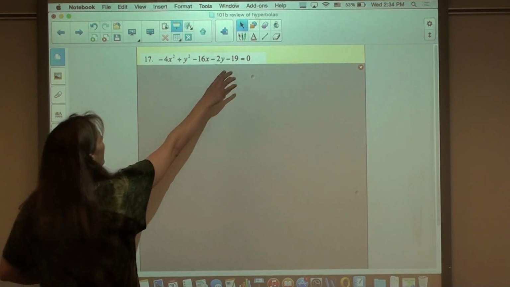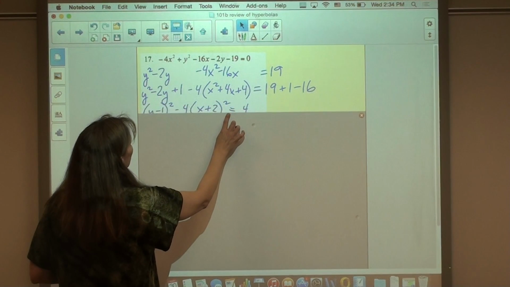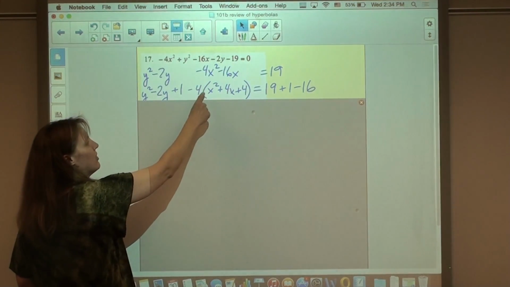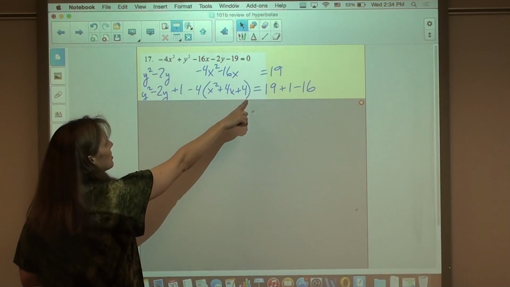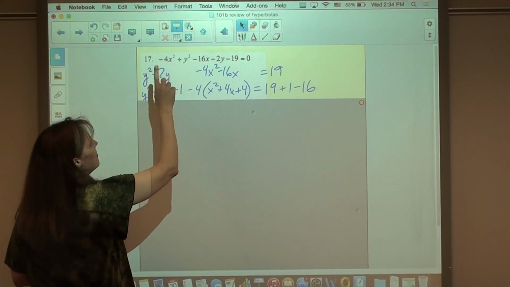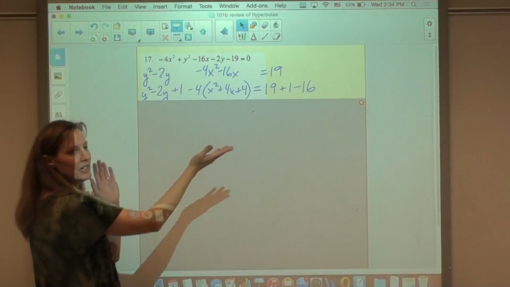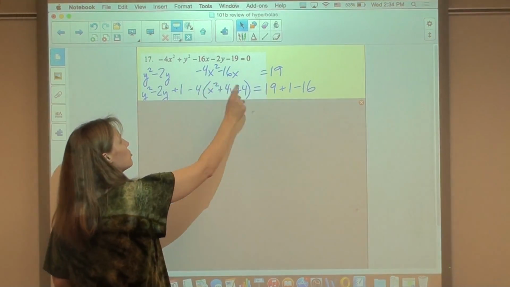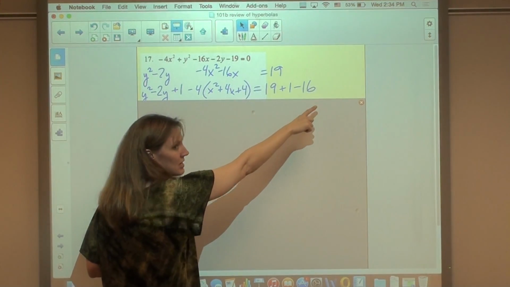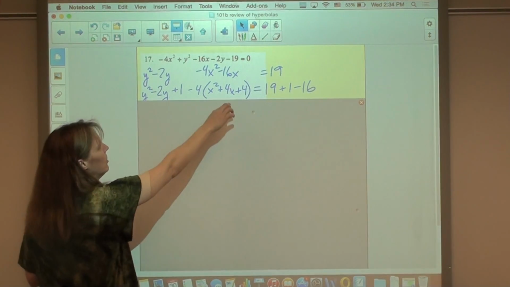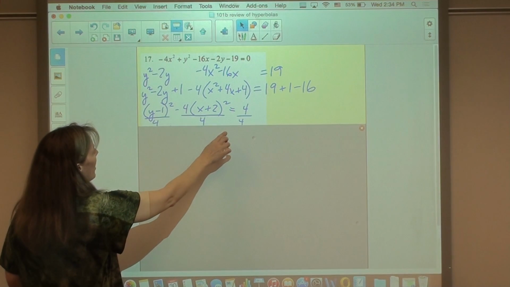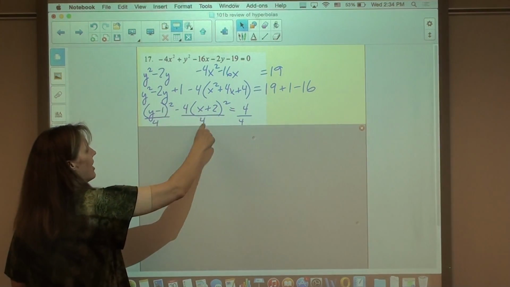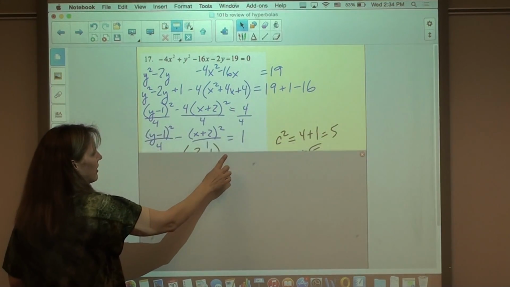Alright, so moving on. You put the y's together, you put the x's together, and you had to factor out a -4 in order to complete the square on the x's. Remember, this is a two-sided equation. So if I add 1, I add 1. If I subtract 16, I subtract 16, right? So you end up with y minus 1 squared minus 4 times x plus 2 squared equals 4, and then you have to divide by 4 because you have to have a 1 there.